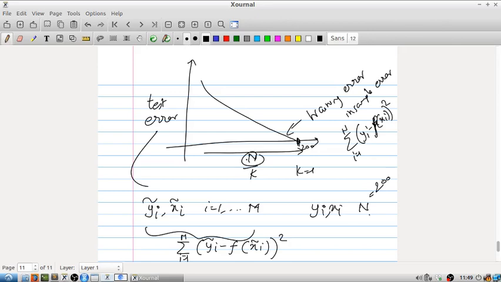N is 200 points. I've been given 200 points of data. I'm not going to change it. I change k, and when k is larger, I'm going to be on this side. When k is smaller, I'm going to be on this side. You agree? Because it's 1 by k basically. So when k is larger, I have a 1 by k, which is a smaller number, so I'll be towards the left side of this plot.